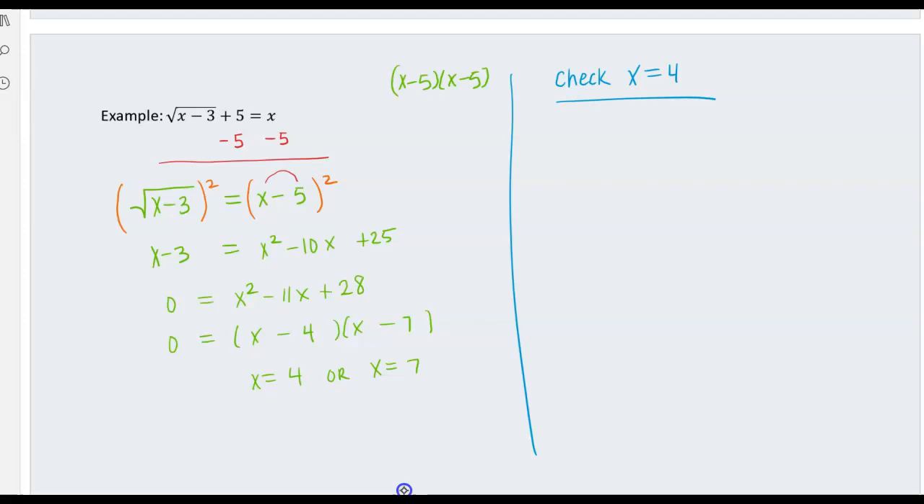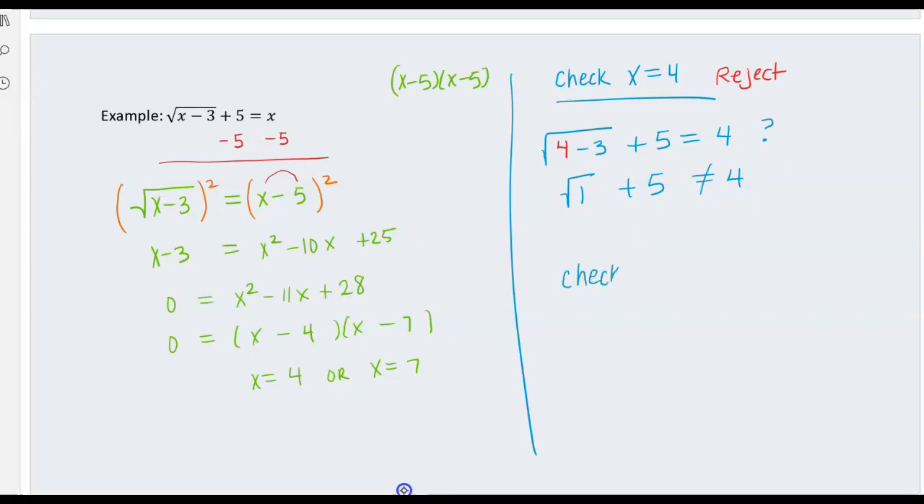Let's plug 4 into the original. We'll have 4 minus 3 plus 5, and we want to know if that's equal to 4. So we have the square root of 1 plus 5. This is not going to equal 4, is it? So we are going to reject this answer. This answer does not make the equation true.